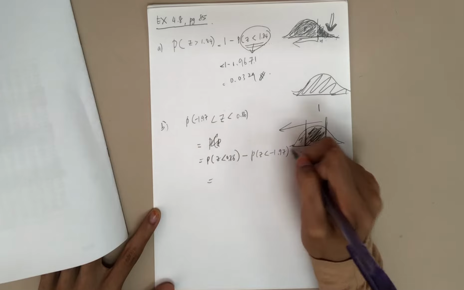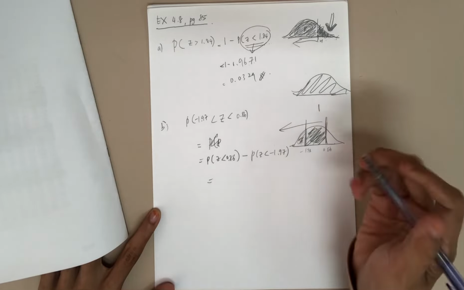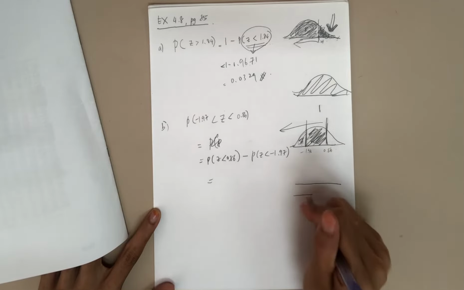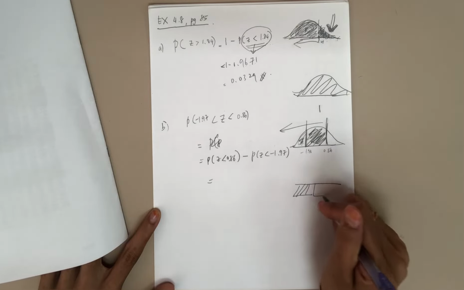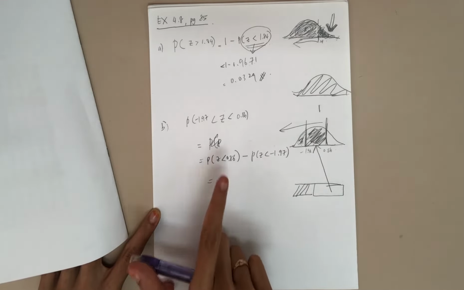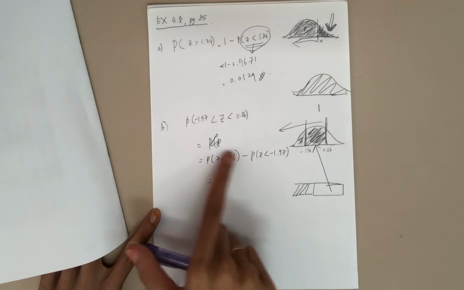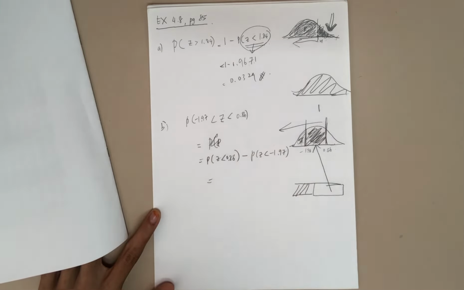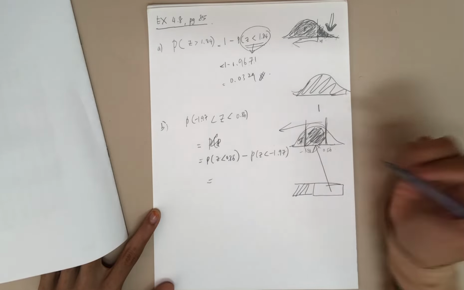So after we get this, it means this area, right? This area just now, and then we subtract this one. So we get the remaining area here. So that's why we need to do it like this. So the probability of 0.86, after you get this probability, minus with this probability. So that will be your answer, the probability between it.